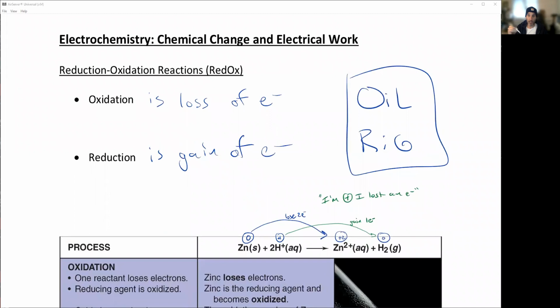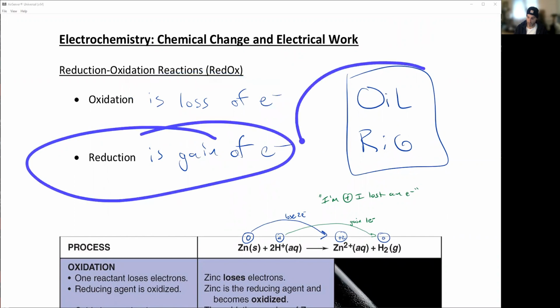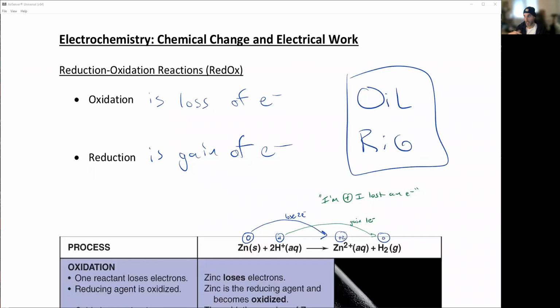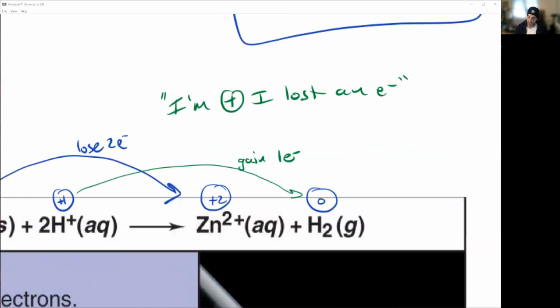Okay, so we already know about oxidation and reduction reactions. We know that oxidation is the loss of electrons, reduction is the gain of electrons. We use OIL RIG as the mnemonic to remember that. Oil is oxidation is loss, reduction is gain. These two things have to happen together.